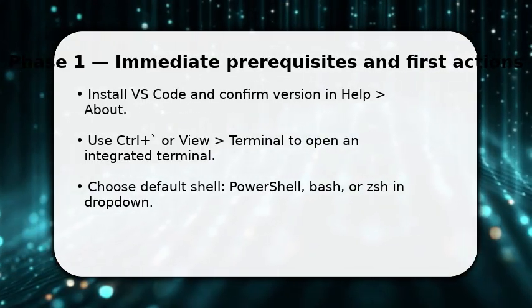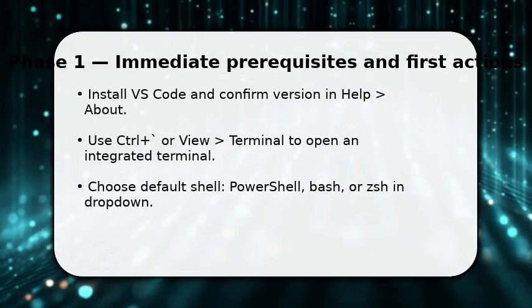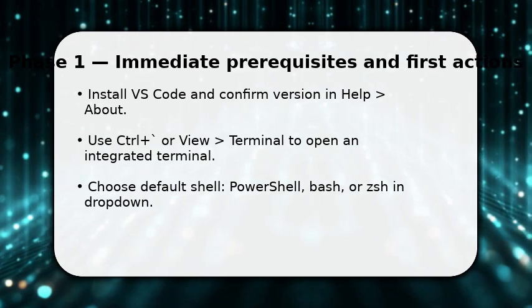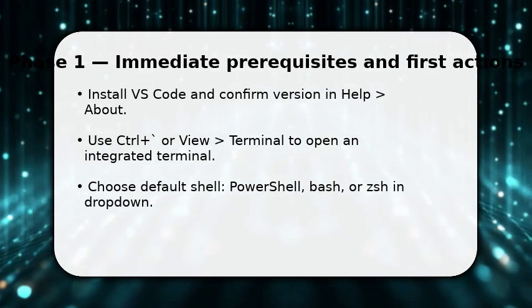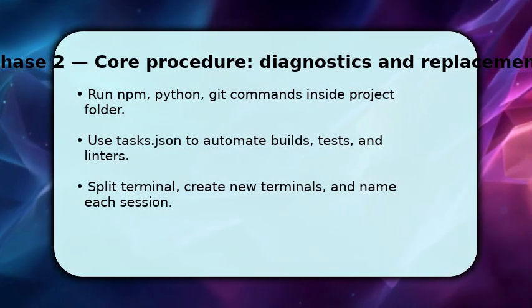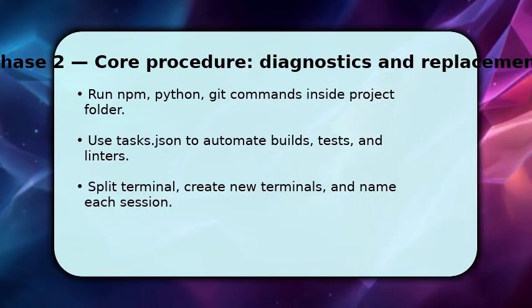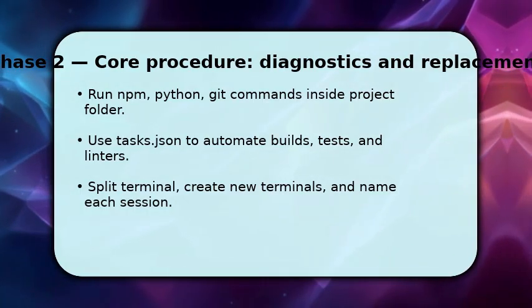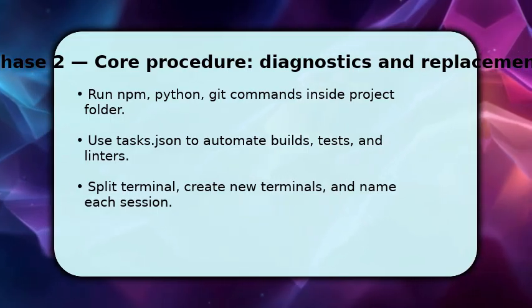Once the terminal is visible, you can run ls or dir to verify. This confirms the terminal is connected to your project folder. Now you'll execute commands and automate workflows from inside VSCode. Change to your project directory with cd, then run npm install, a Python script, py, or git status. This keeps file paths consistent.